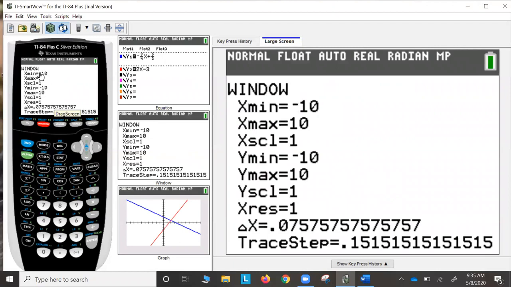So the x minimum means down here. This is the lowest x, which is at negative 10. And the x maximum is up here, and that's at our highest x, which is positive 10. The x scale of 1 means that each of these little dots is worth 1. So it would be 1, 2, 3, 4, 5.